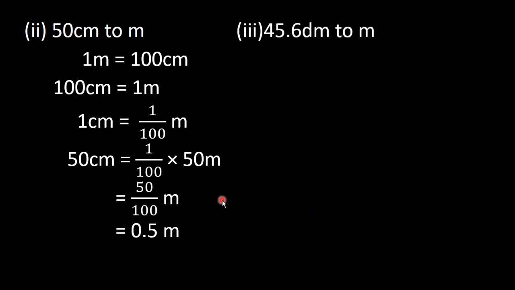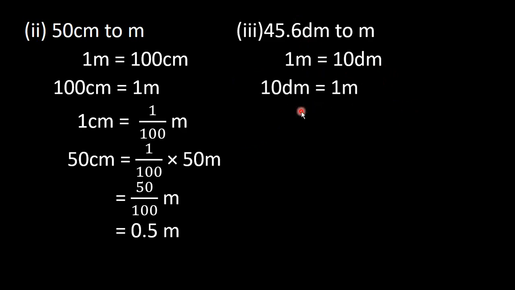Now let us look at the third part, that is 45.6 decimeters to meters. Now we know that this is a smaller unit, and you're converting it to a bigger unit. So first of all, I need to get the equivalence of the bigger unit to the smaller unit. We know that 1 meter is equal to 10 decimeters. If you use your table, that will be very clear. So we can interchange this, and I say 10 decimeters is equal to 1 meter.